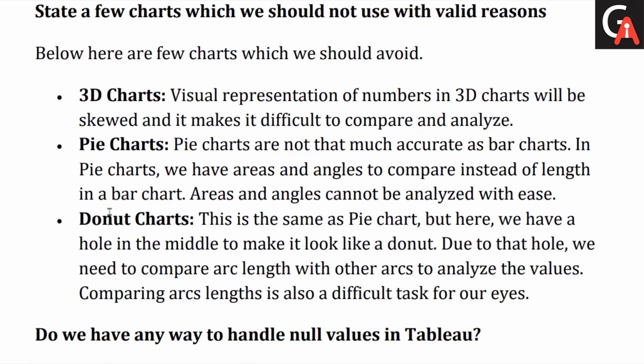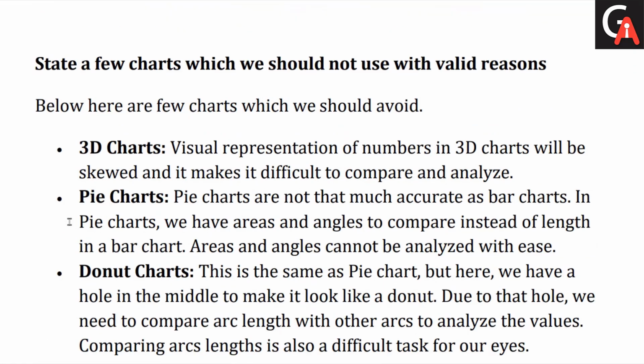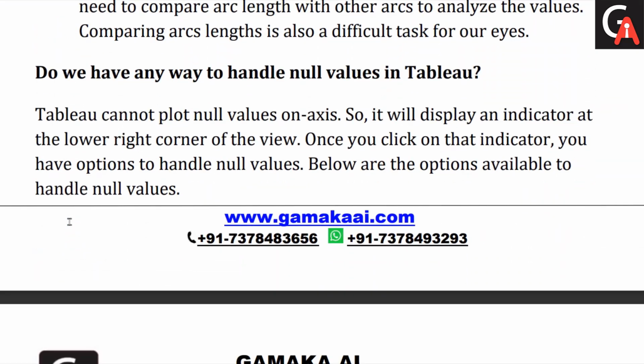Then we have a variant of the pie chart, which is the donut chart. This is the same as a pie chart, but here we have a hole in the middle to make it look like a donut. Due to that hole, we need to compare arc length with other arcs to analyze the values. Comparing arc length is also a difficult task for our eyes. So that's why we should avoid the 3D chart, pie and donut chart, right? The ease of analysis is not there with these charts. Clear?